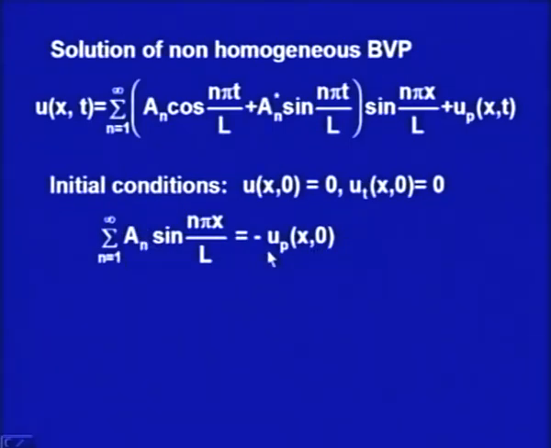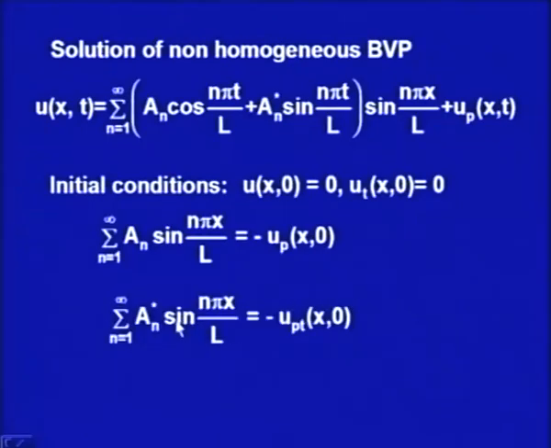Now this says that whatever the particular solution is at t equal to 0, my a_n should be the coefficients of the Fourier sine series of that function. Similarly, when I take the derivative with respect to t, I get −(nπ/l) a_n sin(nπt/l) plus (nπ/l) a_n* cos(nπt/l). That says that a_n* times nπ/l times sin(nπx/l) should be equal to the derivative of this particular solution with respect to t at t equal to 0.